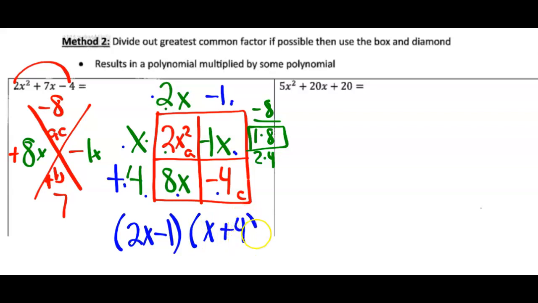Could I write that in the other order? Could I write x plus 4 times 2x minus 1? I sure could. In fact, maybe on the answer key I might have it backwards or the other way. It doesn't matter which way you write it.